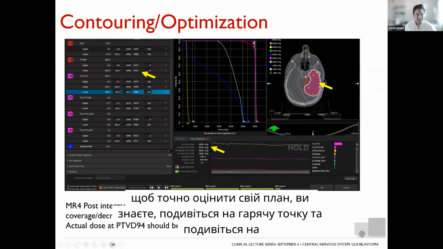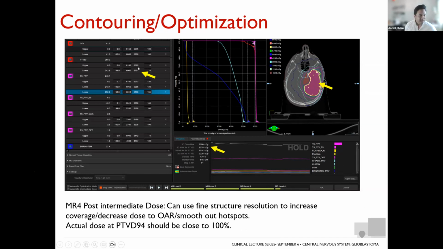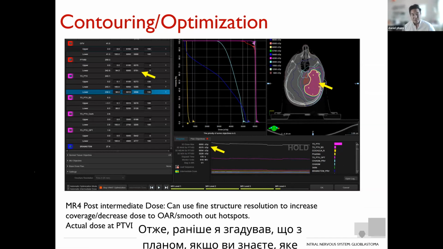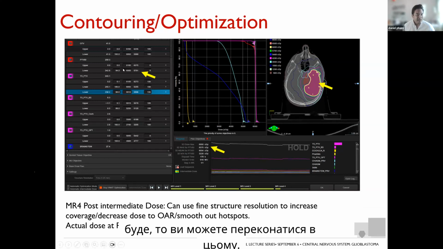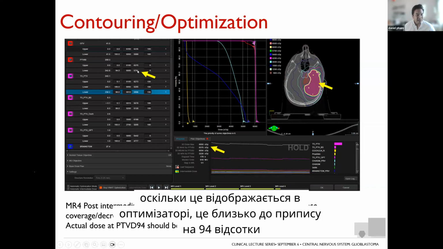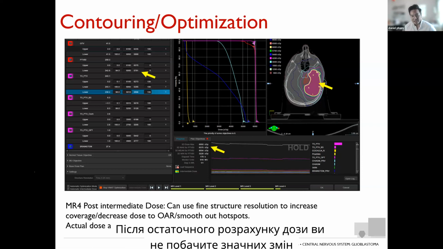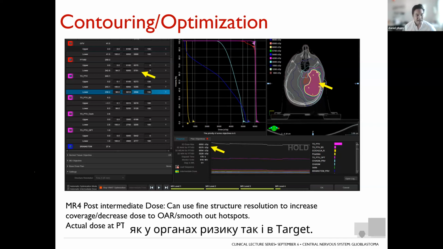Look at the hotspot and look at the overall homogeneity and the conformality, and more importantly, look at the actual dose to the PTV. So before I mentioned that, with a plan, if you know what the expected coverage is going to be, then you can ensure that, if your plan is heading in the right direction, the actual dose that's displayed in the optimizer is close to the prescription for 94% coverage to the PTV60. So this ensures that once you do your final dose calculation, you're not going to see a large change in those two OARs and target coverage.